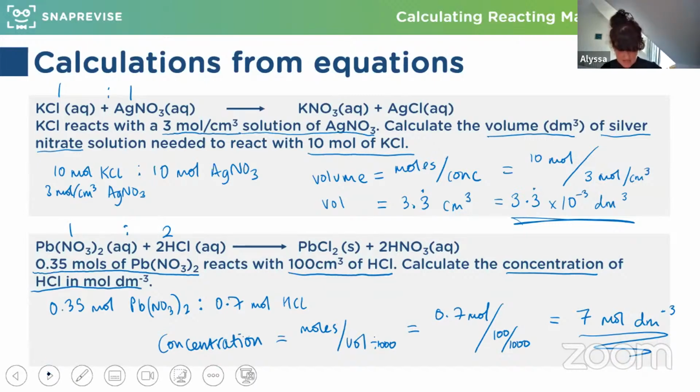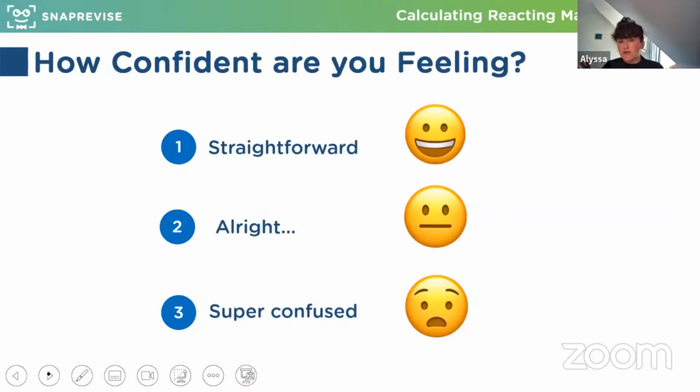Okay, take a second just to think how confident you're feeling, and give me a 1 or a smiley face if you're feeling pretty confident about that so far. A 2 or a face if you're, it's all right, I guess I might need to practice it again. Or a 3 and a oh if you're feeling super confused about that. Lovely, that looks good. These are for you guys as well.